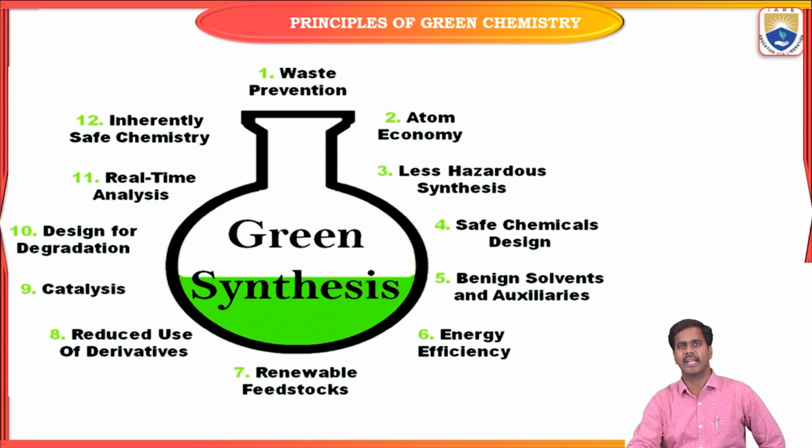By applying these 12 principles of green chemistry, we can minimize the formation of unwanted product. Unwanted product means the product which is formed in a chemical reaction with a lower percentage. Let us see them one by one.